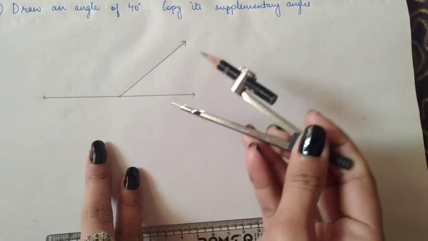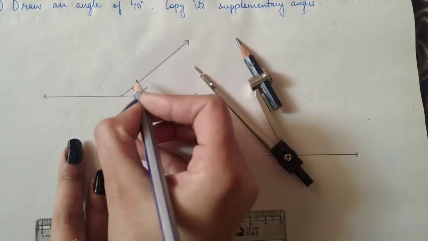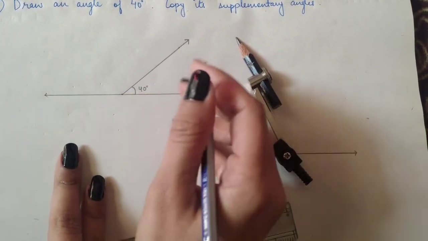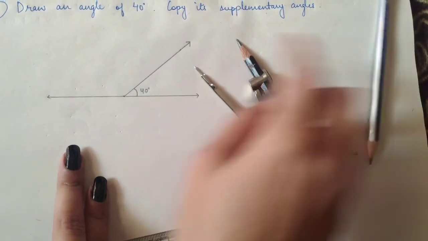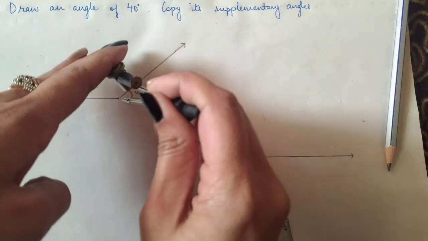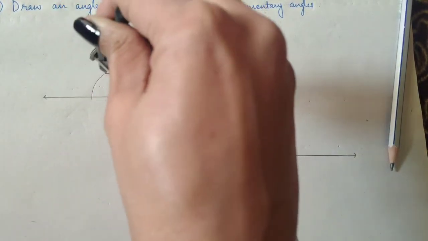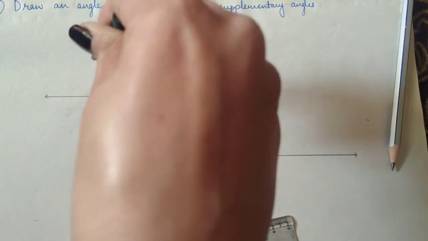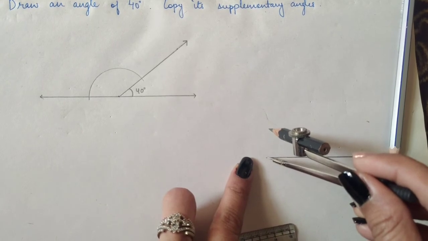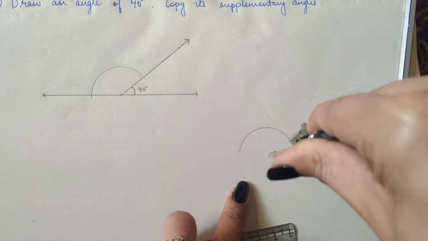So let's try. This is 40, and this should be its supplementary because that's 180. If you add this angle and this angle, you get 180 degrees. That's how supplementary angles work. So we have to copy this, and I'll draw the copy here. We'll repeat the same procedure. Open your compass to any radius you want and draw an arc here. We are copying this angle here. I'll put the pointer here and we'll draw an arc like this.